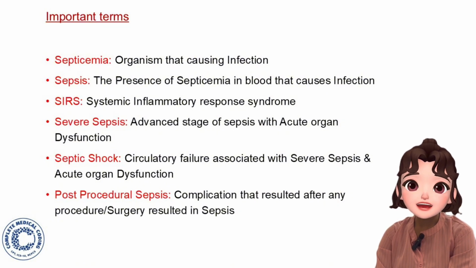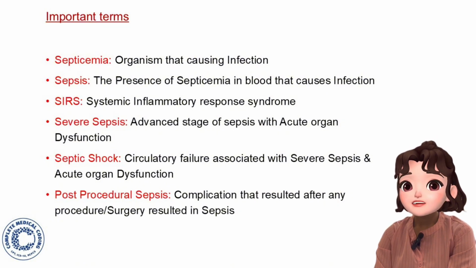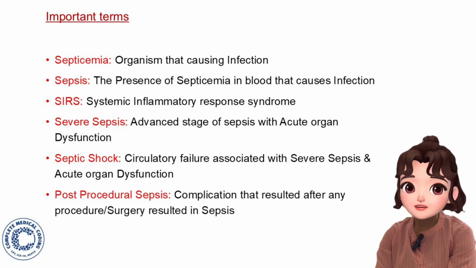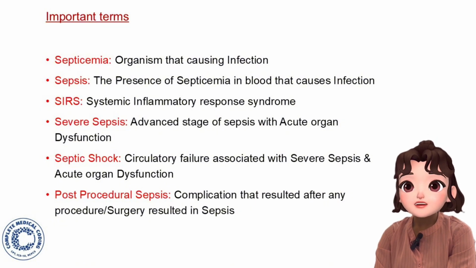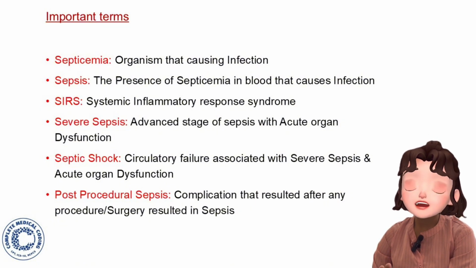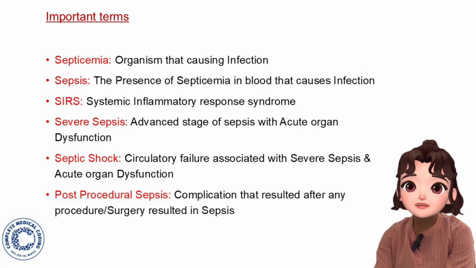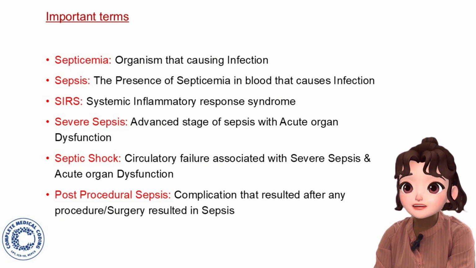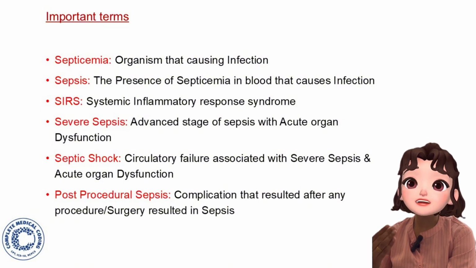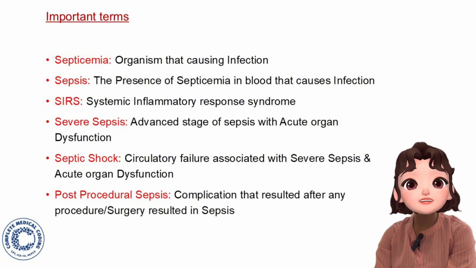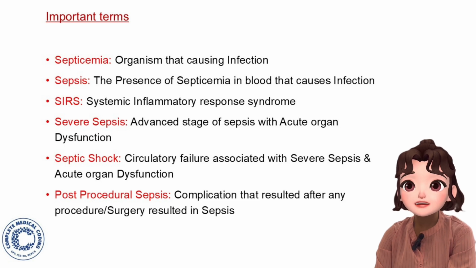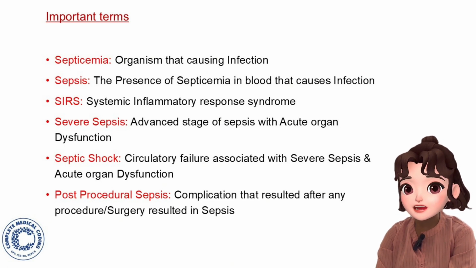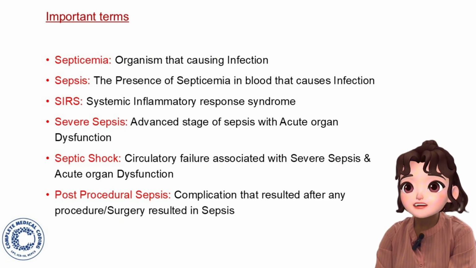Okay. Now, SIRS. What is the full form of SIRS? Systemic Inflammatory Response Syndrome. Now, what is severe sepsis? Basically, under sepsis you have to always remember three terms: sepsis, severe sepsis and septic shock. What is severe sepsis? Severe sepsis is the advanced stage of sepsis with acute organ dysfunction.